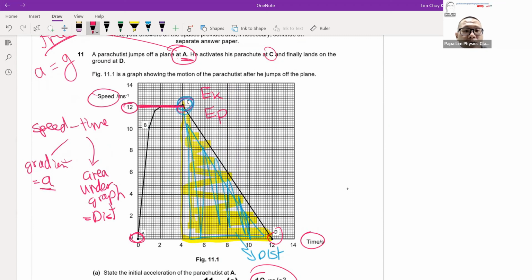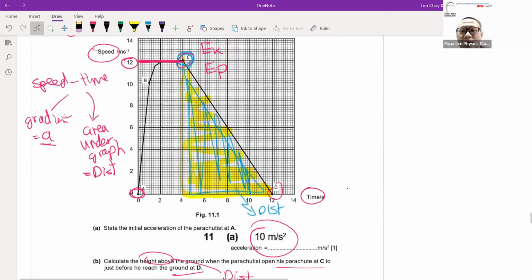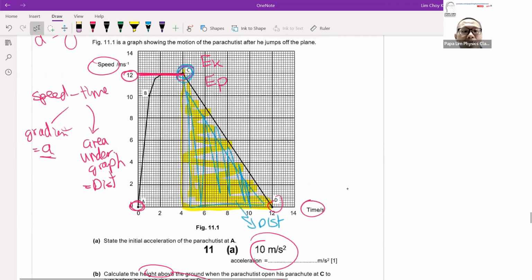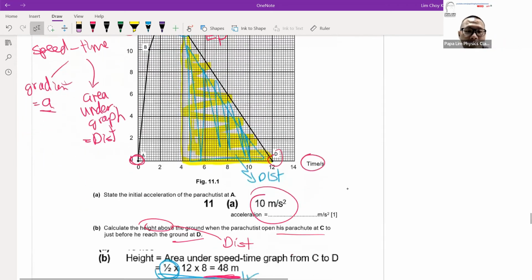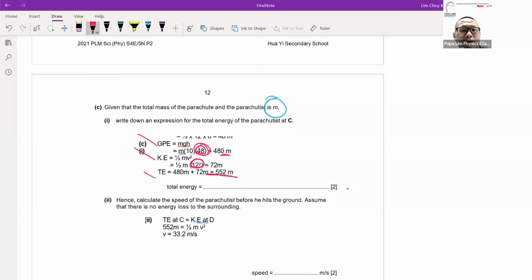A lot of students who do this question keep saying that you can't find the speed. You actually have the speed. The question says at point C, you have the speed which is 12 meters per second. So take the value from the graph and substitute into the equation, and you get the two numbers. 480 plus 72 will be 552M.